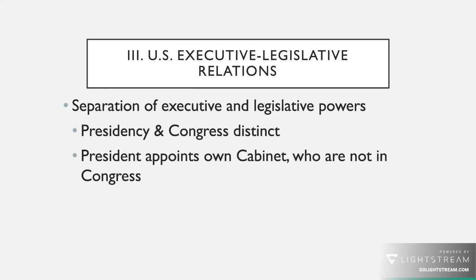To be a bit more specific, the presidency and the Congress are clearly quite distinct. And it's important to see, and it might not seem like a very important point here, we'll see why this is important, but the president does appoint his or her own cabinet, so his or her own executive officers, but they are not in Congress. Sometimes they are members of Congress when he or she nominates them, but then they leave Congress. So the executive and legislative branches are quite separate. They're totally different groups of people.